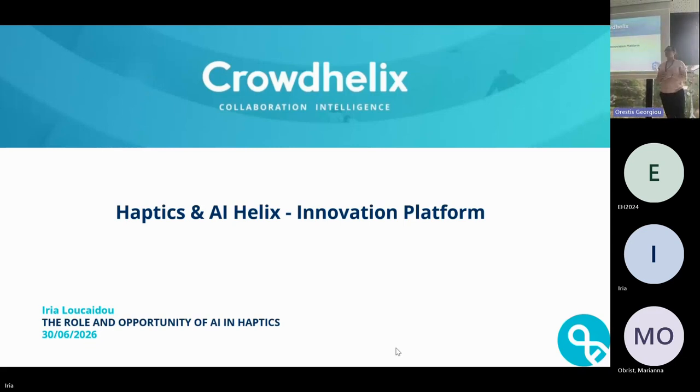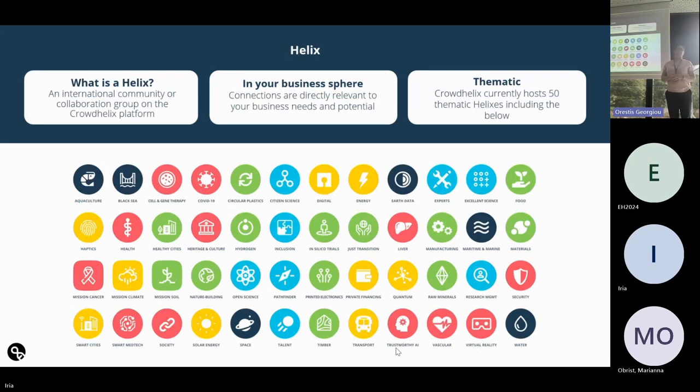So Haptics and AI Helix. Let me start by explaining what is the meaning behind the word Helix. Helix is an international collaboration group that is hosted on the Helix platform. We currently have more than 50 helixes in different and very diverse domains, as you can see. And each helix is basically a network of researchers in each field around the globe. So we're talking about universities, SMEs, startups, investors, and even corporate companies that are interested in taking some products or services into the market.